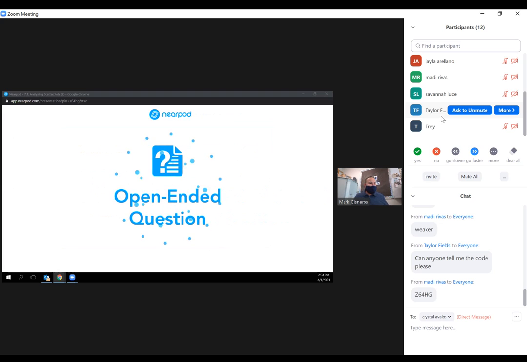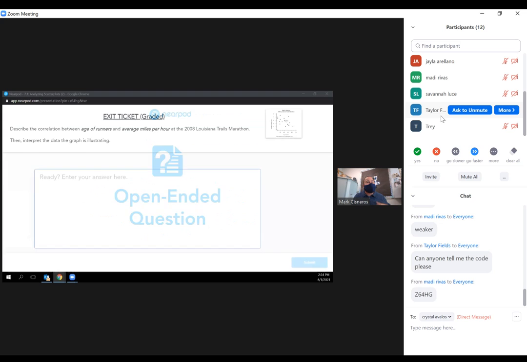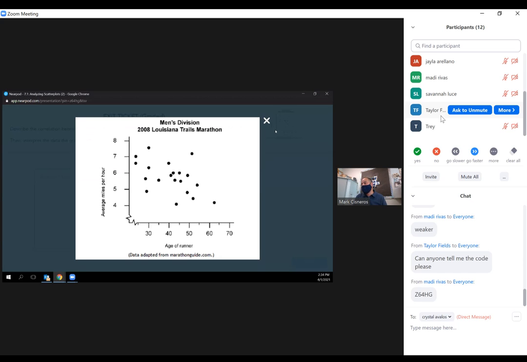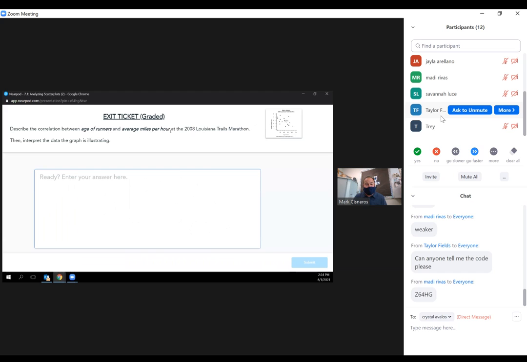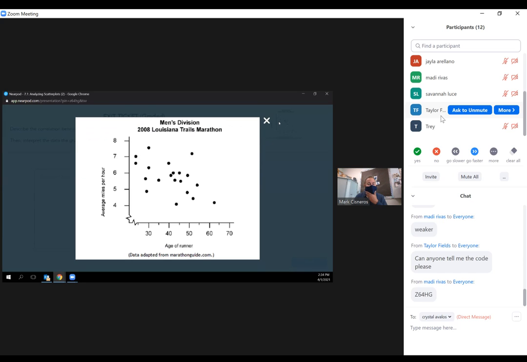All right, here's your exit ticket. Please see that there are two parts to this. This is the graded question, so make sure you're answering both parts. First, you're going to describe the correlation of this graph. So tell me how strong it is, is it positive or negative, and is it linear or nonlinear? Then the second part of the question is to interpret the data. So tell me what you're learning from the graph. Don't log off yet so I can give you guys credit for coming in today.